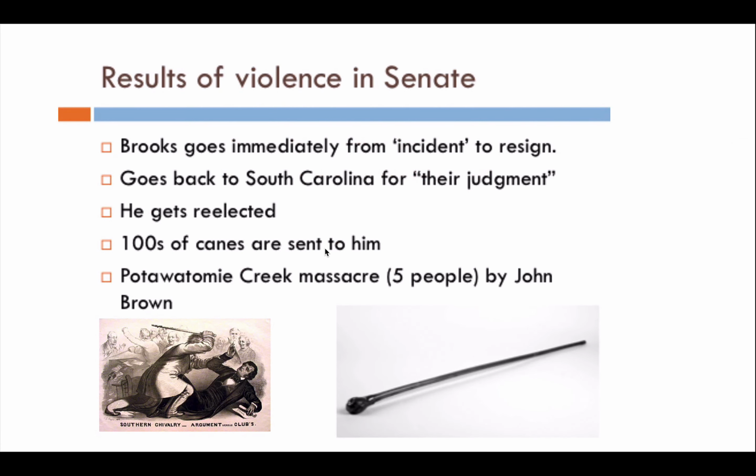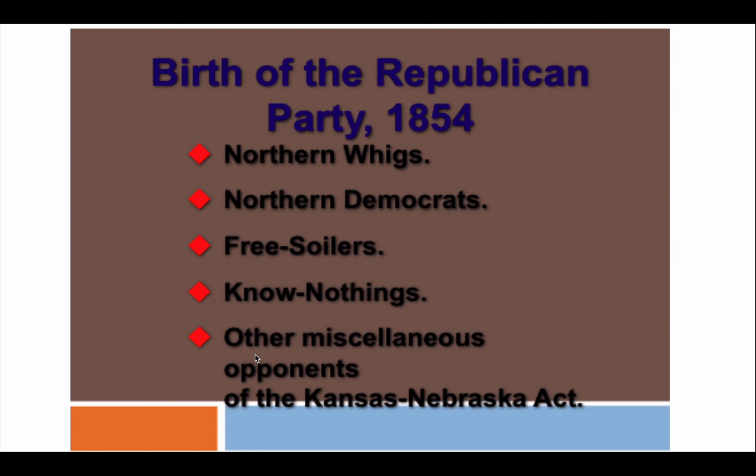Well, Brooks immediately goes back to resign to South Carolina and says, "I'll let the people of South Carolina decide my fate." And he gets reelected overwhelmingly. If you visit South Carolina today, you can still see the hundreds of canes that people sent to him to commemorate him beating him up. Well, immediately after that, you have the Pottawatomie Creek Massacre by a guy by the name of John Brown that we'll talk about here in just a little bit.